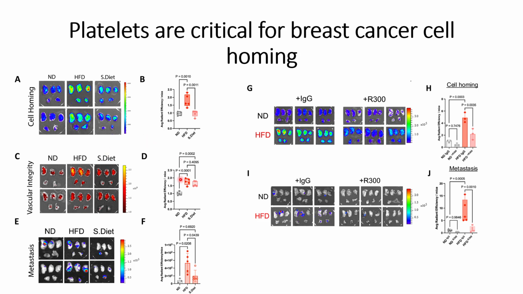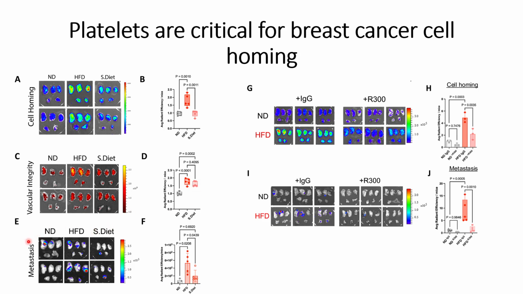they have quantified these things in panel D, where we can see that compared to the normal diet mice conditions, in the HFD conditions there is a sharp increase in the average radiant efficiency, which is statistically significant. But when they convert back to the normal diet, that is, in the switch diet conditions, there is a slight reduction in the gradient of vascular integrity, but that decrease is not statistically significant.